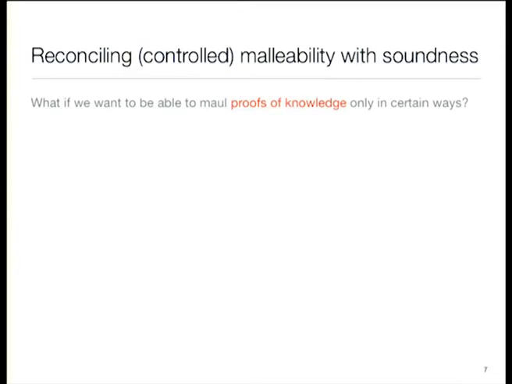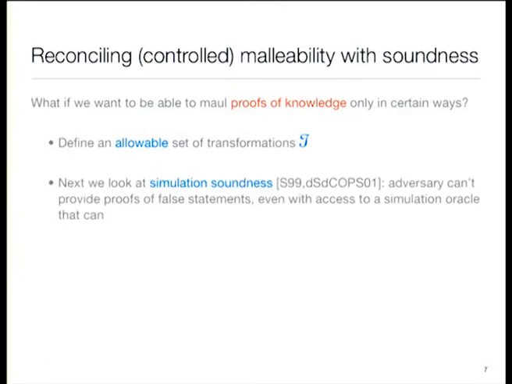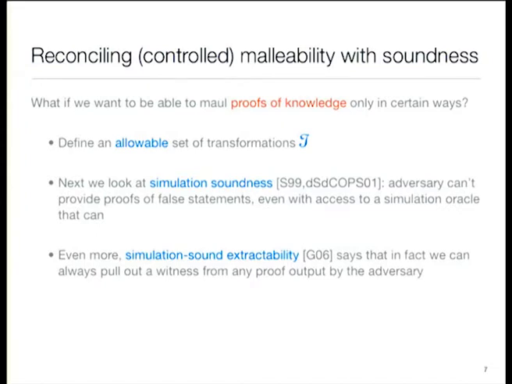So what we do is we build off of some existing notions. We first define an allowable set of transformations T. These are the only transformations we want you to be able to use. We then look at a strong notion called simulation soundness. This says that even with access to a simulation oracle that can prove false statements, an adversary still can't do that itself. We then look at a natural extension called simulation sound extractability. This was introduced by Groth in 2006. And this says, one step further, not only can the adversary not provide proofs of false statements, but in fact, from any proof the adversary does provide, we can extract a witness.